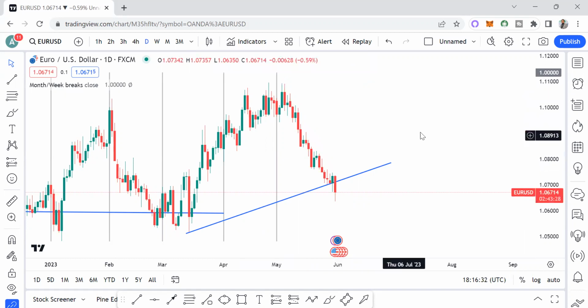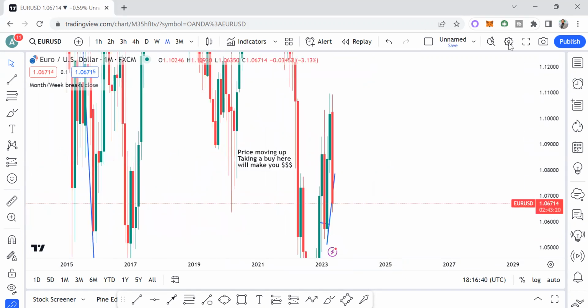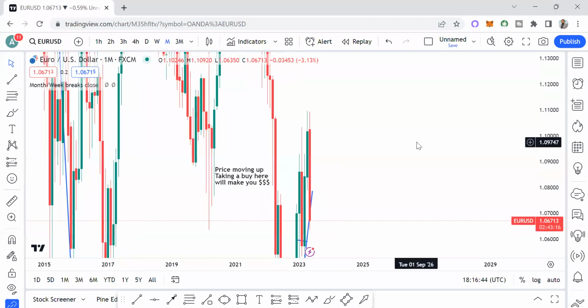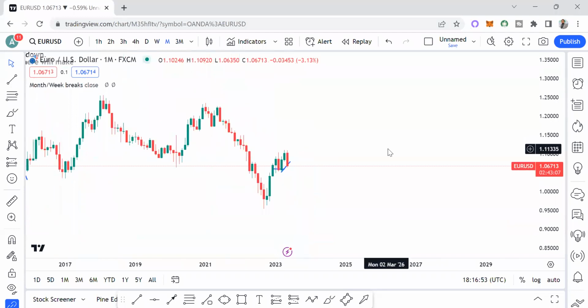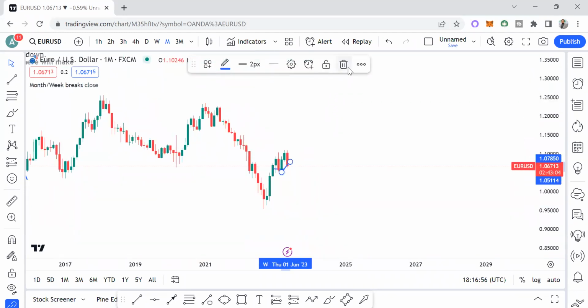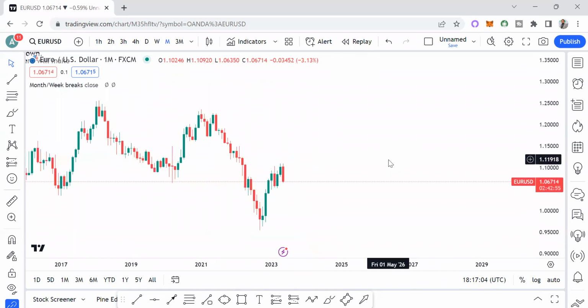So let's go. On Euro USD, basically what you want to do is go to the monthly time frame. I've explained this before, but I'm going to explain it again. On the monthly time frame, you'll be able to see what the market is doing, what price is doing, because what we want to do is follow price. We are trying to use price action to trade, and if you look at my chart, you'll see that it's very clean. You will notice that there's no indicator.